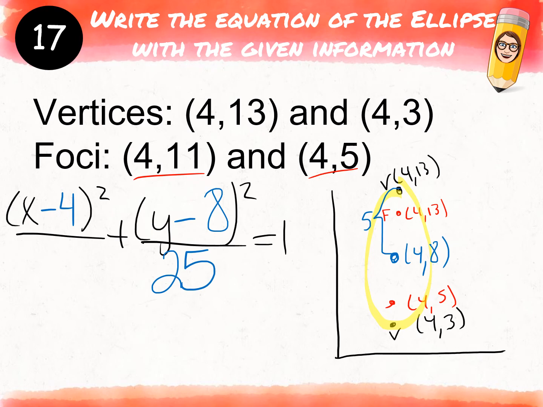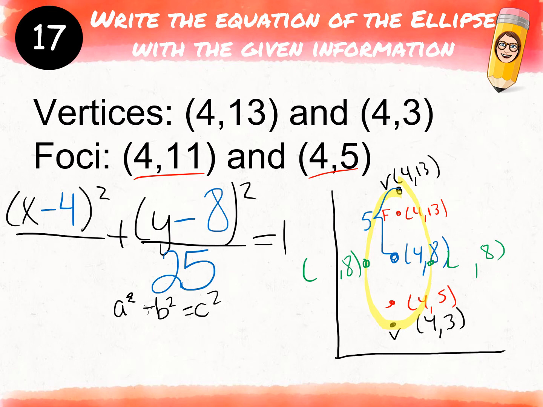Here's what I don't know. Here's where my work really comes in. I don't know where my co-vertices are. I know they exist at a y value of 8, right? But I don't know their x values. So we have to find them. Yep, we need to use that little formula, a squared minus b squared equals c squared.